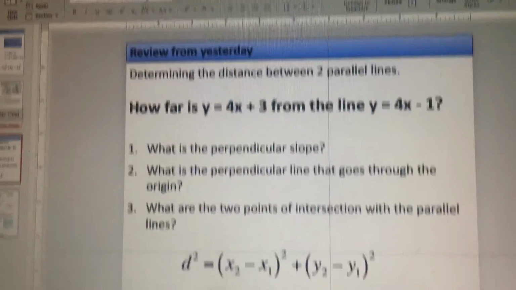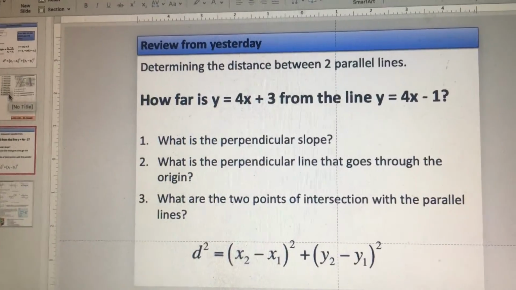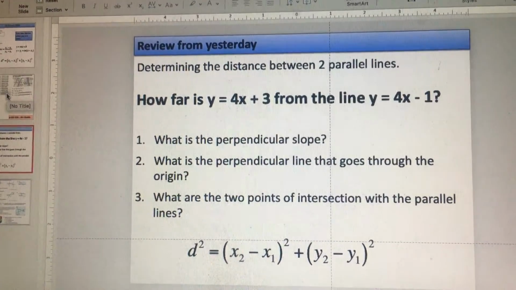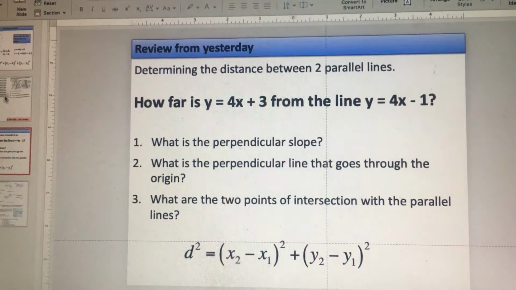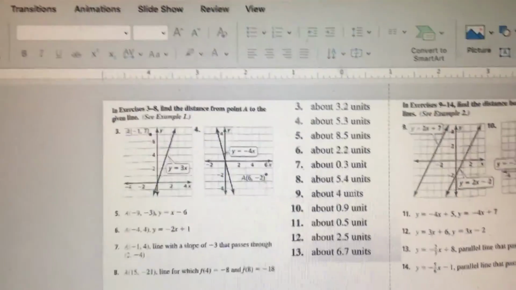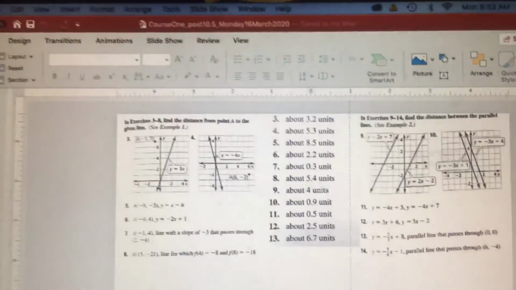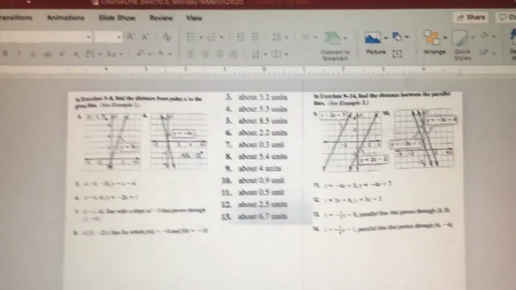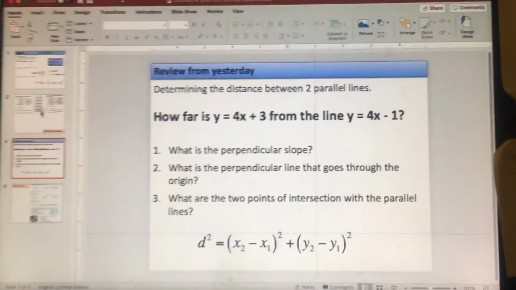Okay, so now I'm going to go over how to find the distance between the two lines. Now I did give you guys the solutions to the homework, so what I'm telling you here is applicable. This is a little bit of a pain, but we will survive.